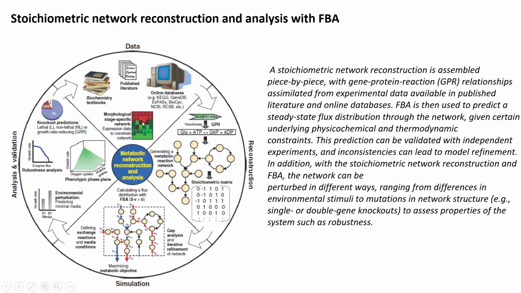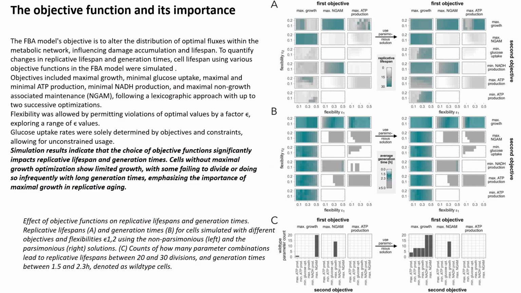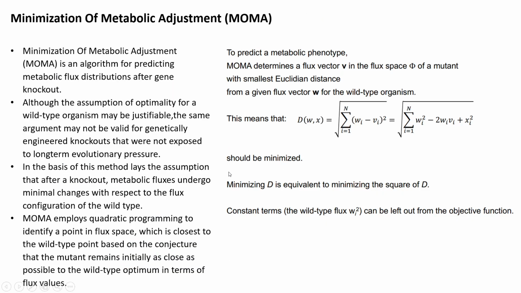So these perturbations that you are performing on the network can be mutations in the network structure, or environmental stimuli, gene knockouts, whatever. You can measure the impact of these perturbations on the network, and how they are affecting the network, using techniques like minimization of metabolic adjustment.